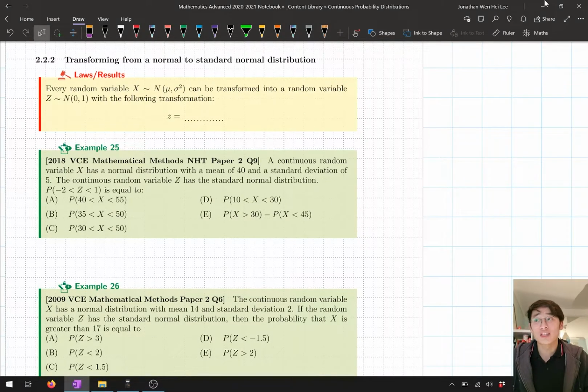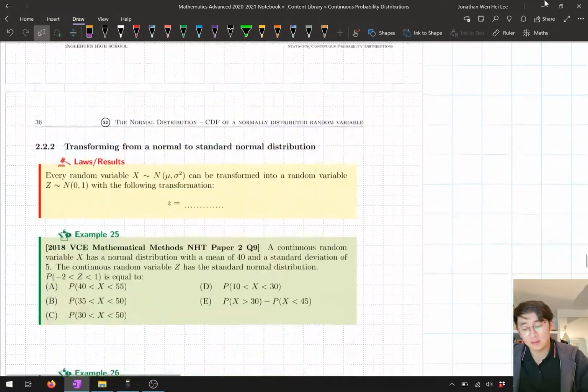In this video we're going to continue our look at this new section on the normal distribution, and what we're going to be doing is transforming our normal distribution to a standard normal distribution. Here we're going to be looking at something called z-scores.